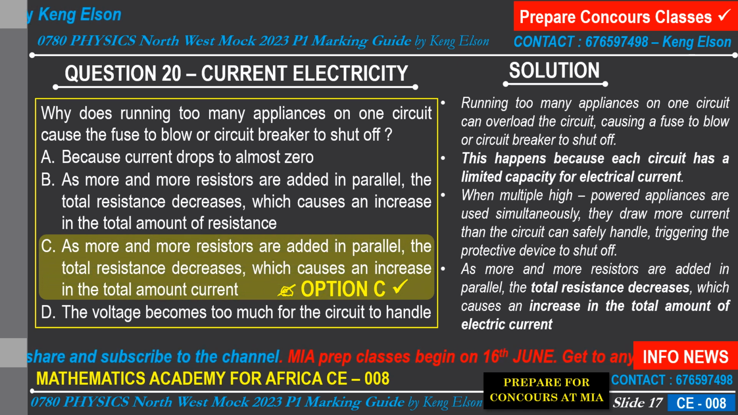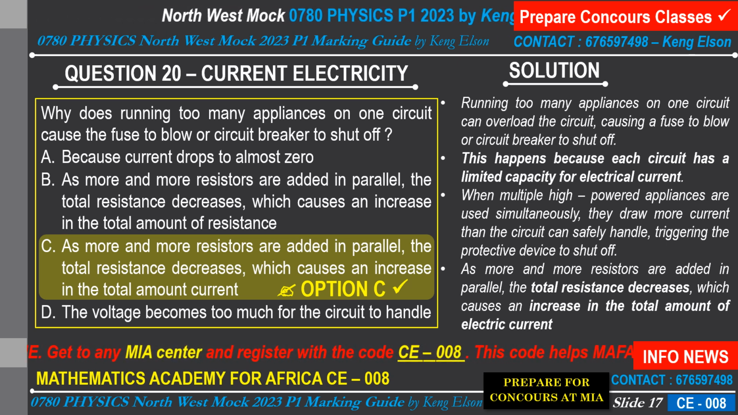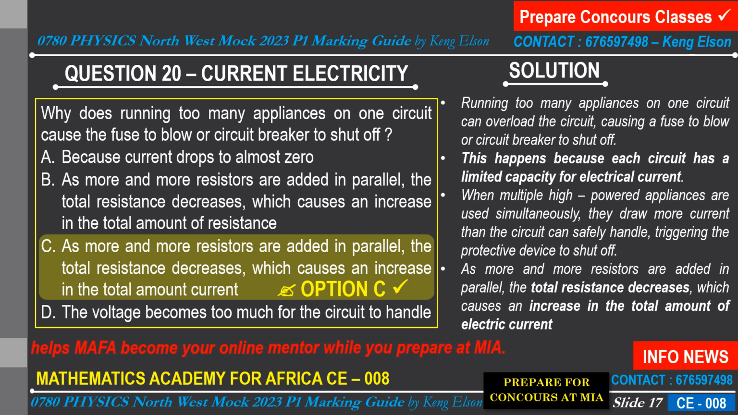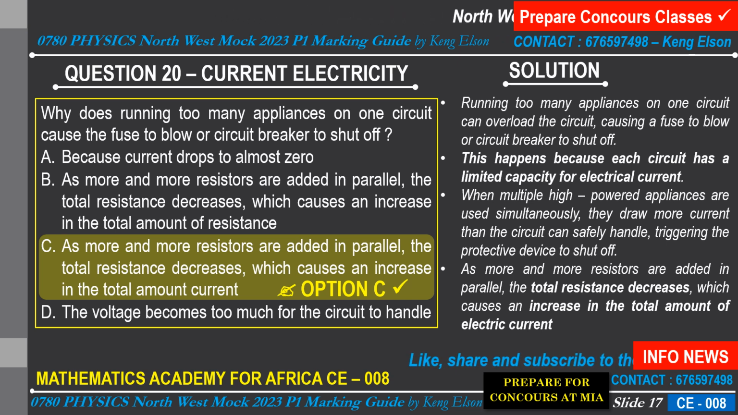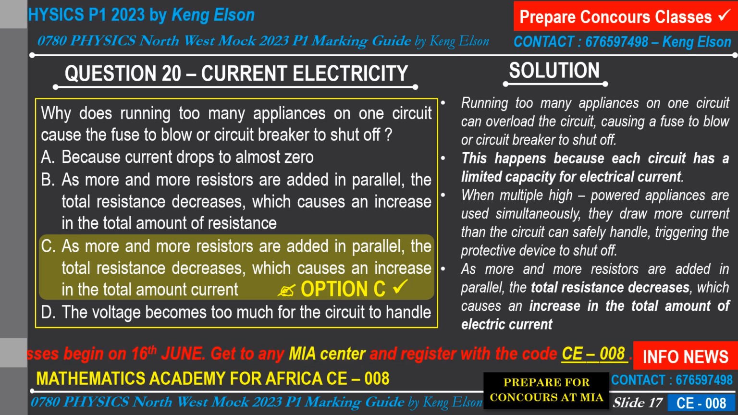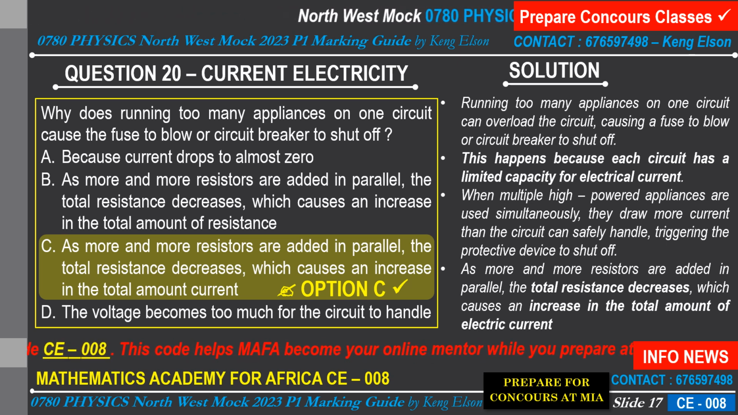As more and more resistors are added in parallel, the total resistance decreases, and when resistance is decreasing, current is going to be increasing from Ohm's law, V equal to IR. So if V equal to IR, I is equal to V on R. So with a constant voltage drop, increasing the resistors in parallel decreases the total resistance, hence increasing the current, since there is an inverse relationship between current and resistance. So question 20 is C.